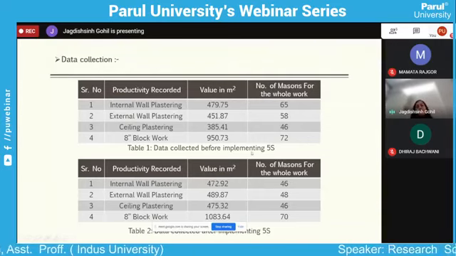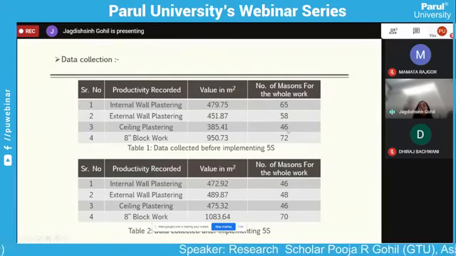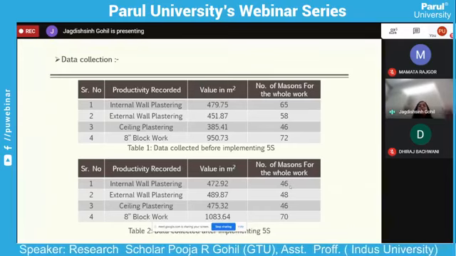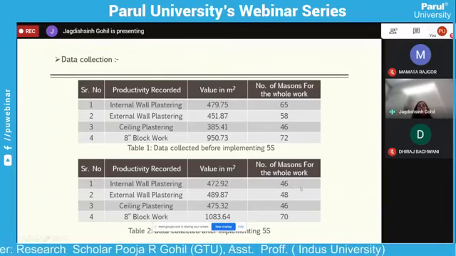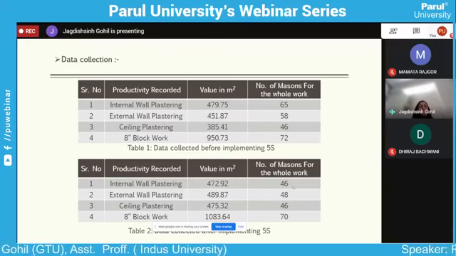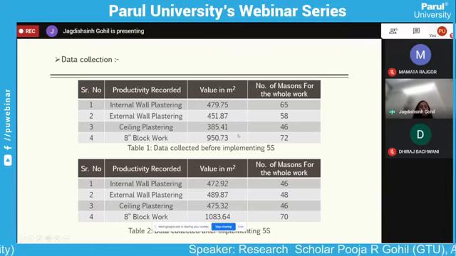Okay, so keeping this number of masons, before 5S these are the numbers of masons: 65, 58, 46, 72. After applying 5S we are first reducing the number of masons. In internal wall plastering we have reduced from 65 to 46, in external from 58 to 48, in ceiling we haven't reduced the masons, and in the 8-inch block work we have reduced 2 masons. So the number of masons is reduced, but at the same time you can see the productivity which we have achieved.